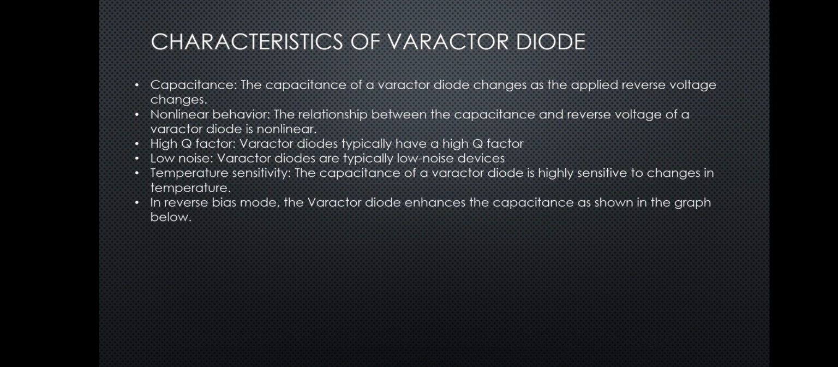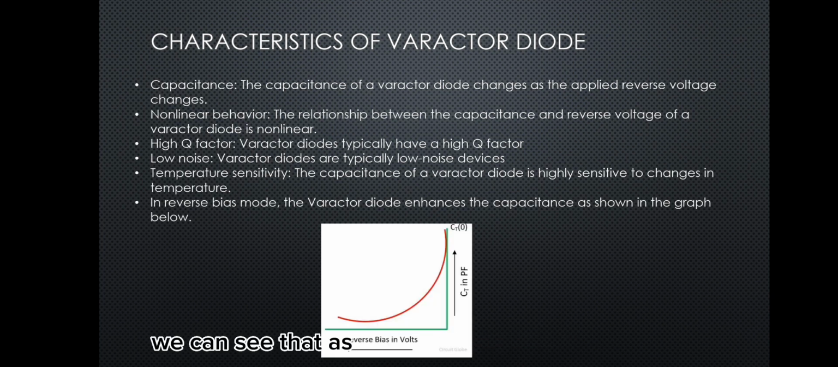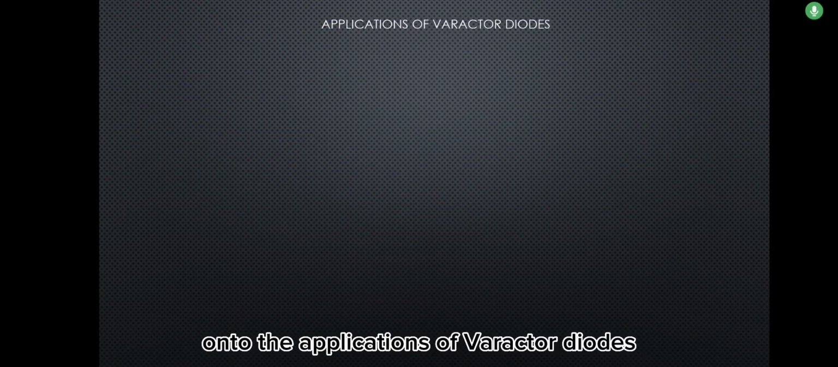In reverse bias mode, the Varactor diode exhibits variable capacitance, as shown in the graph below. From this graph, we can see that as the reverse bias voltage increases, the capacitance decreases, and when the reverse bias voltage decreases, the capacitance increases exponentially. On to the applications of Varactor diodes.